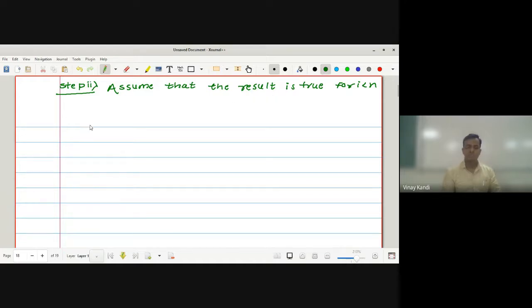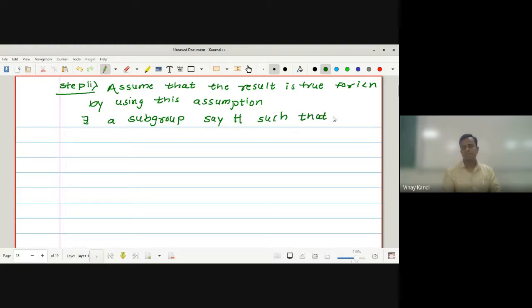Okay, by using this assumption, there exists a subgroup, say H, such that the order of H is equal to p raised to i, where i is less than n. Okay, any doubt? No, sir.